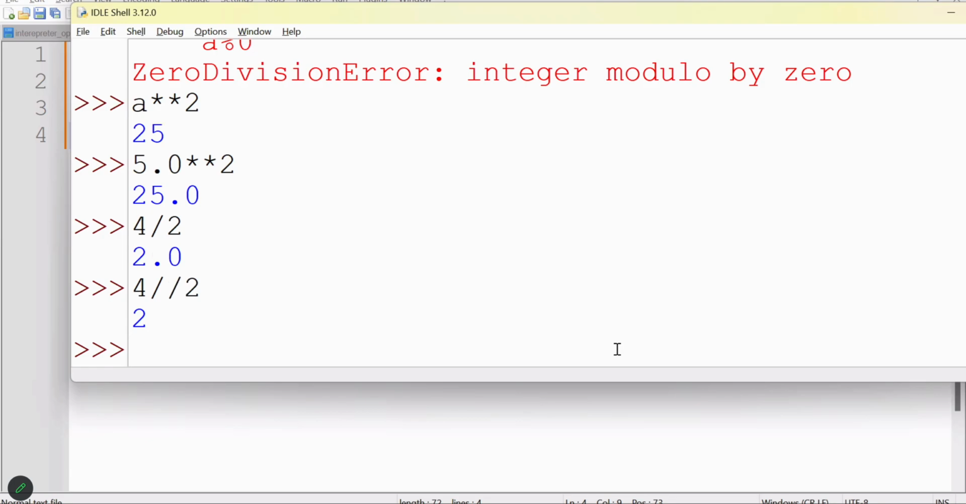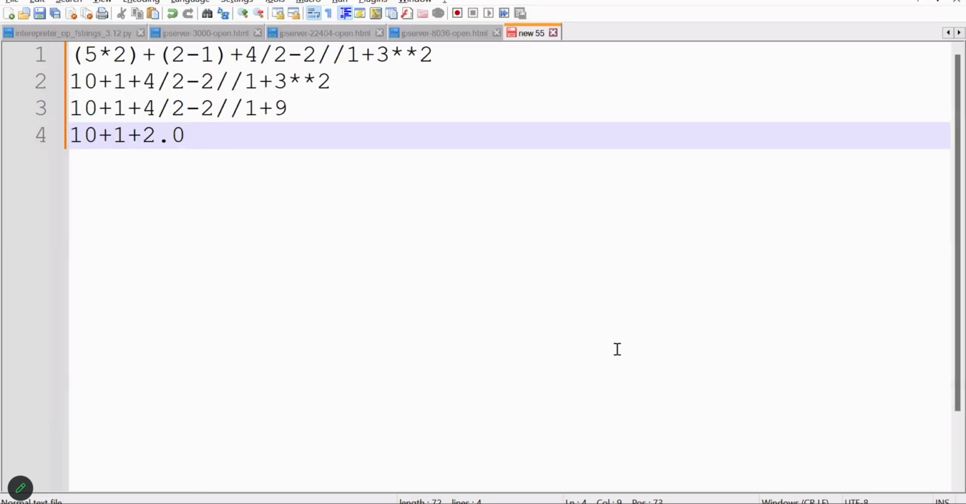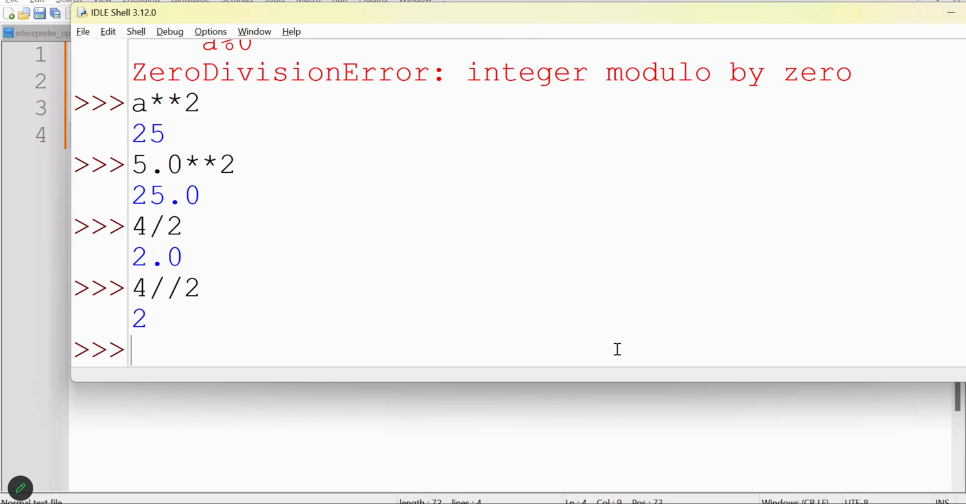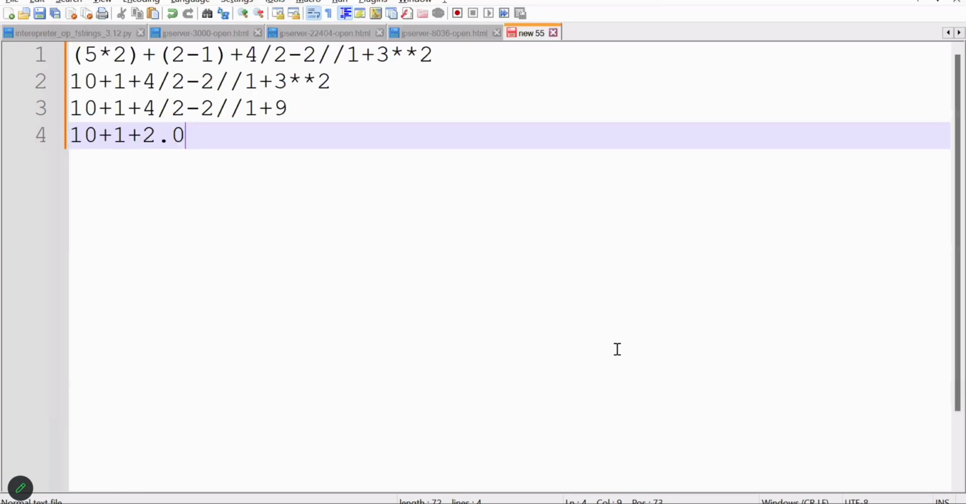So division will always give floating point? Yes, it will give an integer only if one is floating. Correct. I did not cover this example. So 4 by 2 will give 2.0. Then minus 2 slash 1. This is also division, so 2 by 1 gives 2.